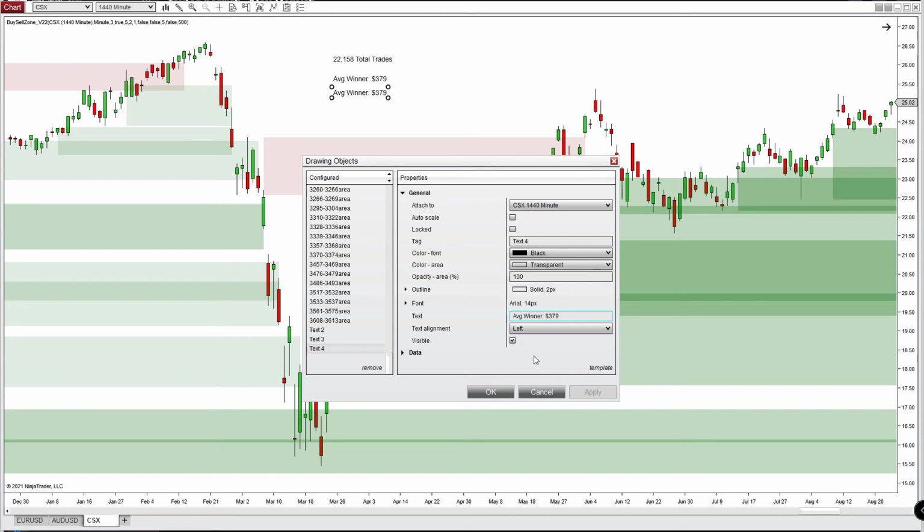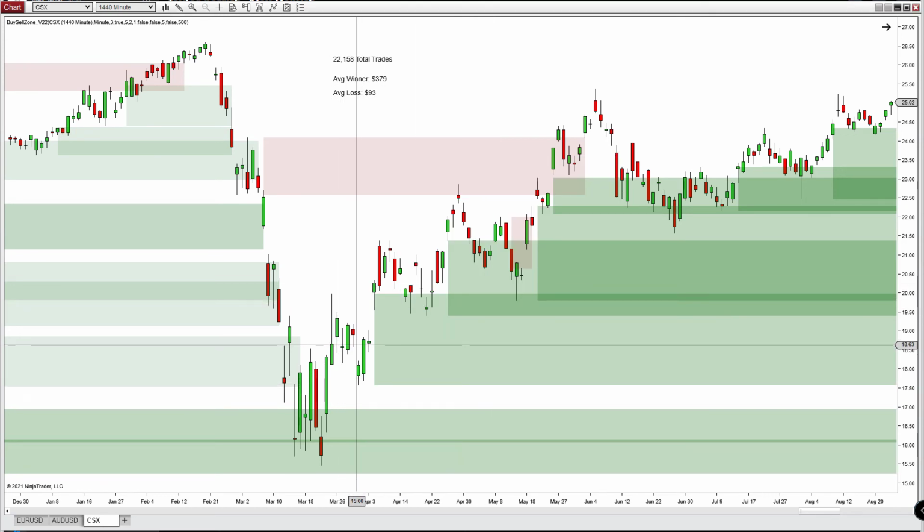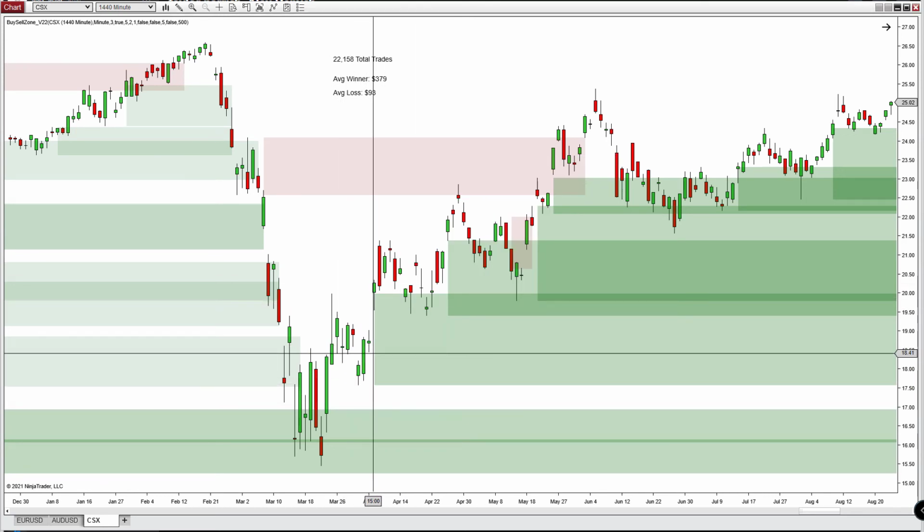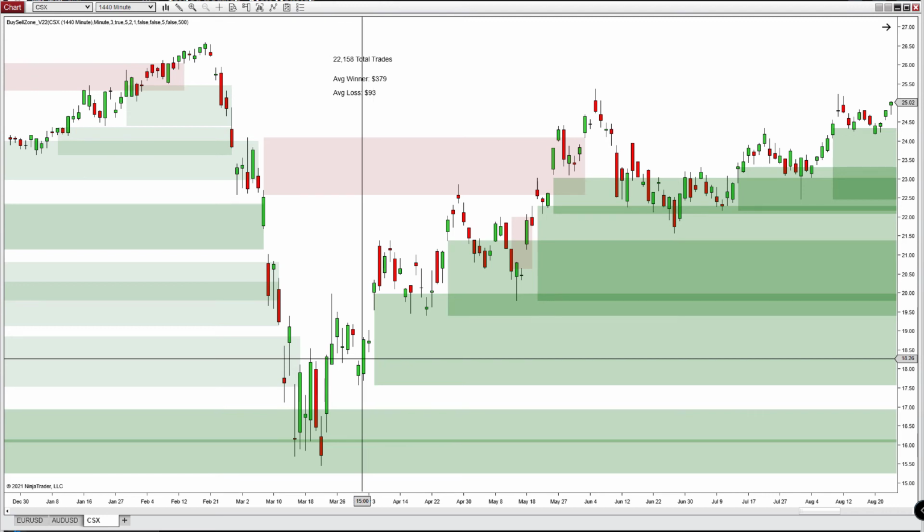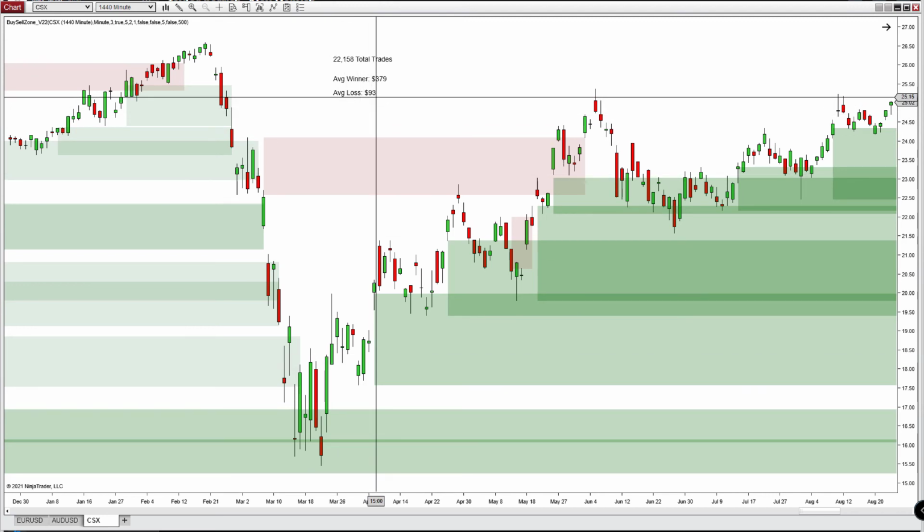The average loser is $93. Now, why would it be $93 when I'm risking $100? Well, again, it's that trail, right? The trailing stop allows me to actually reduce my risk overall. Not by a lot. I mean, my average that I'm risking is $100.